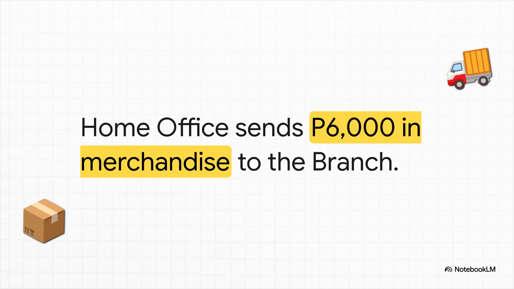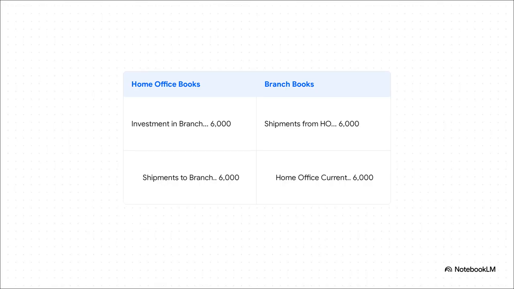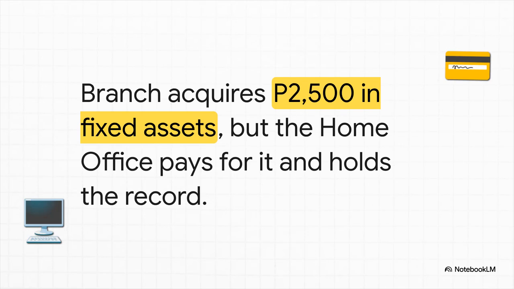Okay, let's keep the ball rolling. Transaction number 2. The home office ships out 6,000 pesos worth of merchandise to the branch. And are you seeing the pattern yet? It's the exact same logic. The home office's investment went up, so they debit investment in branch. On the other side, the branch's equity from the home office went up, so they credit home office current. The reciprocity mirror holds up perfectly. The logic never changes.